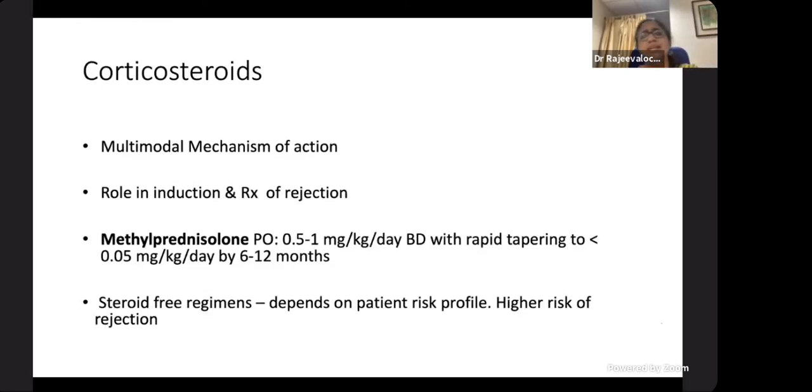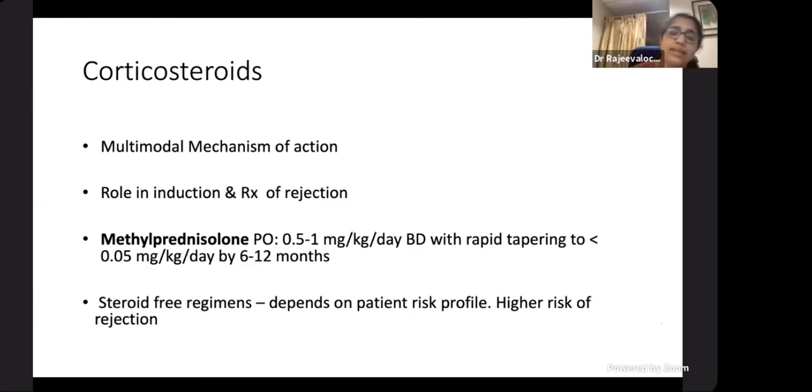We have an anti-proliferative agent in the form of mycophenolate mofetil or azathioprine, and steroids. Now, steroids in general have a multimodal mechanism of action. They have a role in induction, in maintenance, and in the treatment of rejection. Traditionally, I think around 15 milligram per kg can be used initially just at the time of induction, followed by 0.5 to 1 milligram per kg per day, which can be rapidly tapered to around 5 milligram over 1 to 1.5 months. That is about 6 weeks, which again has to come to around 0.05 milligram per kg per day by 6 to 12 months.